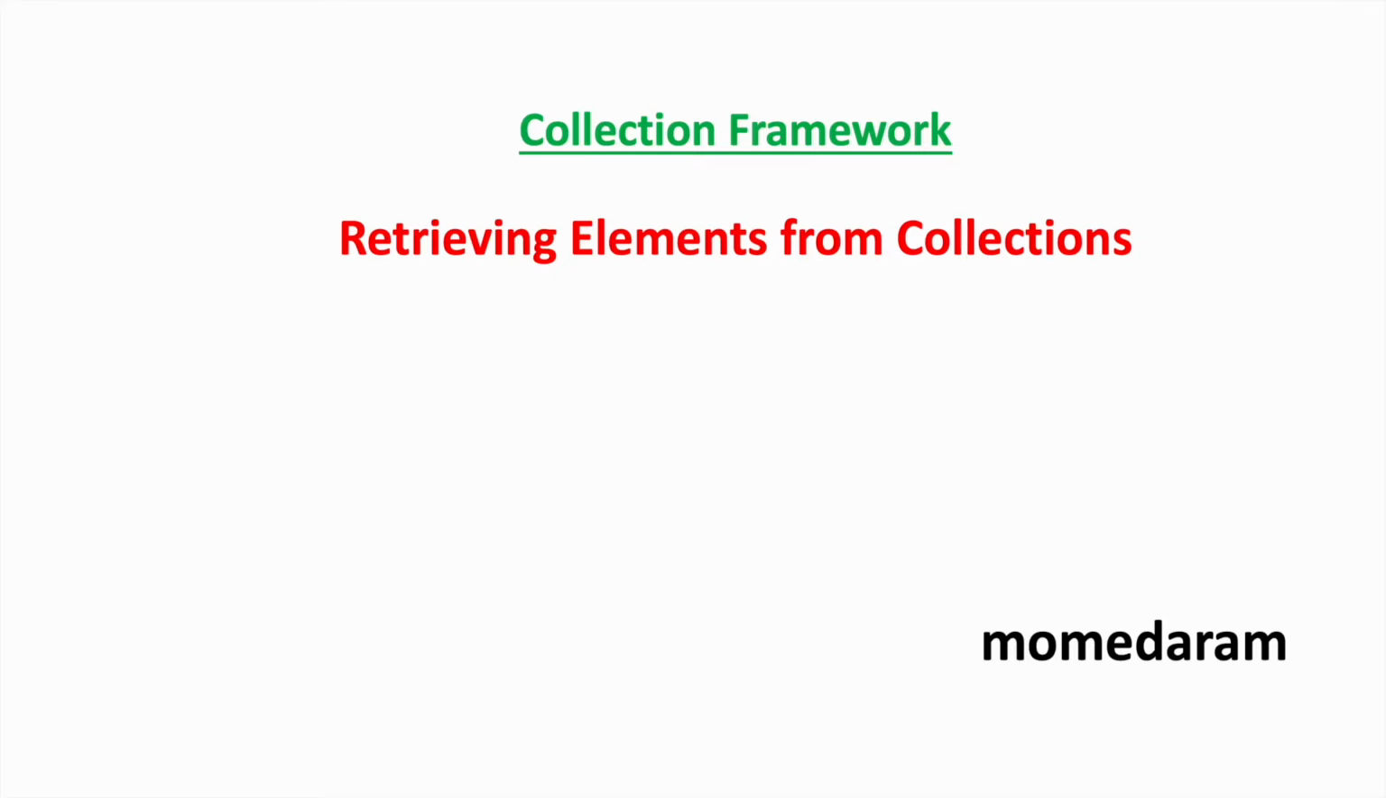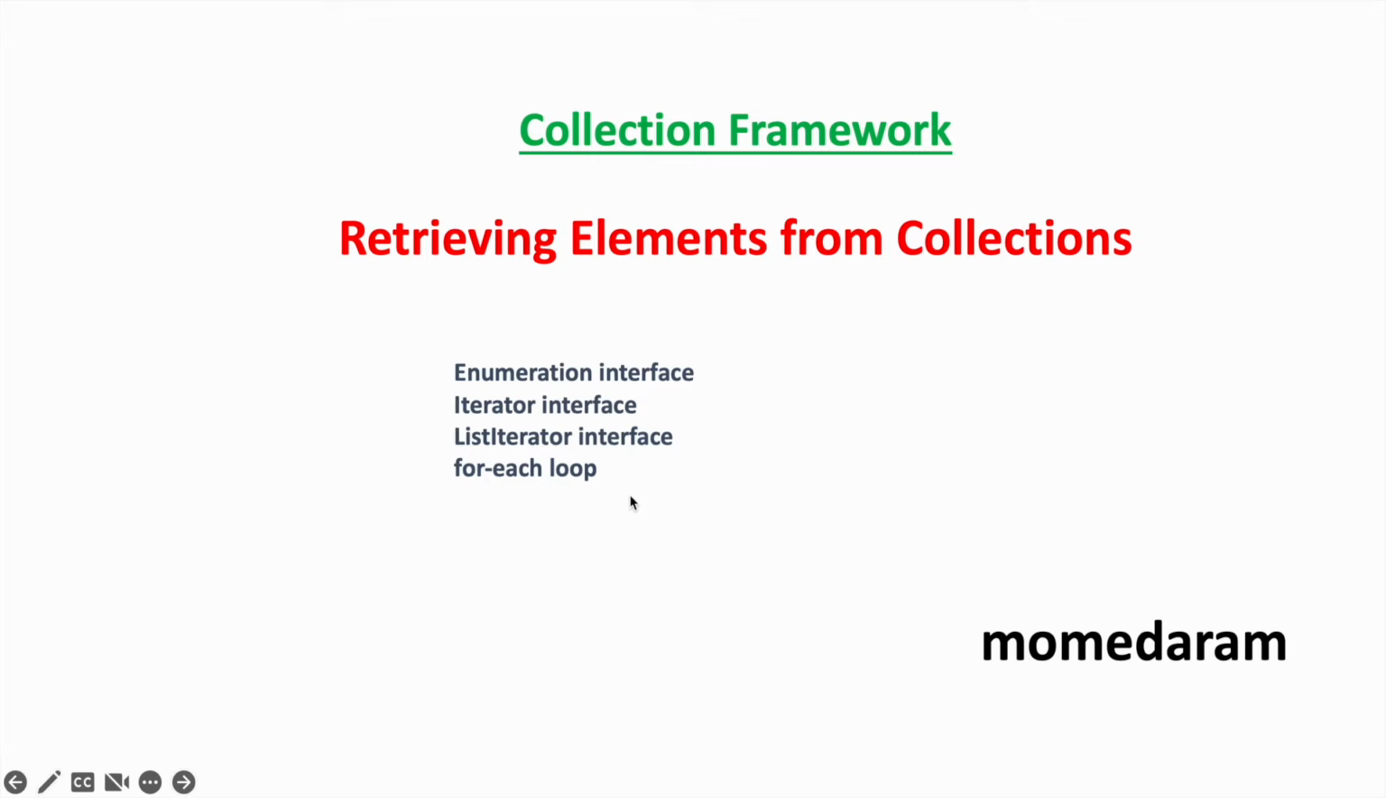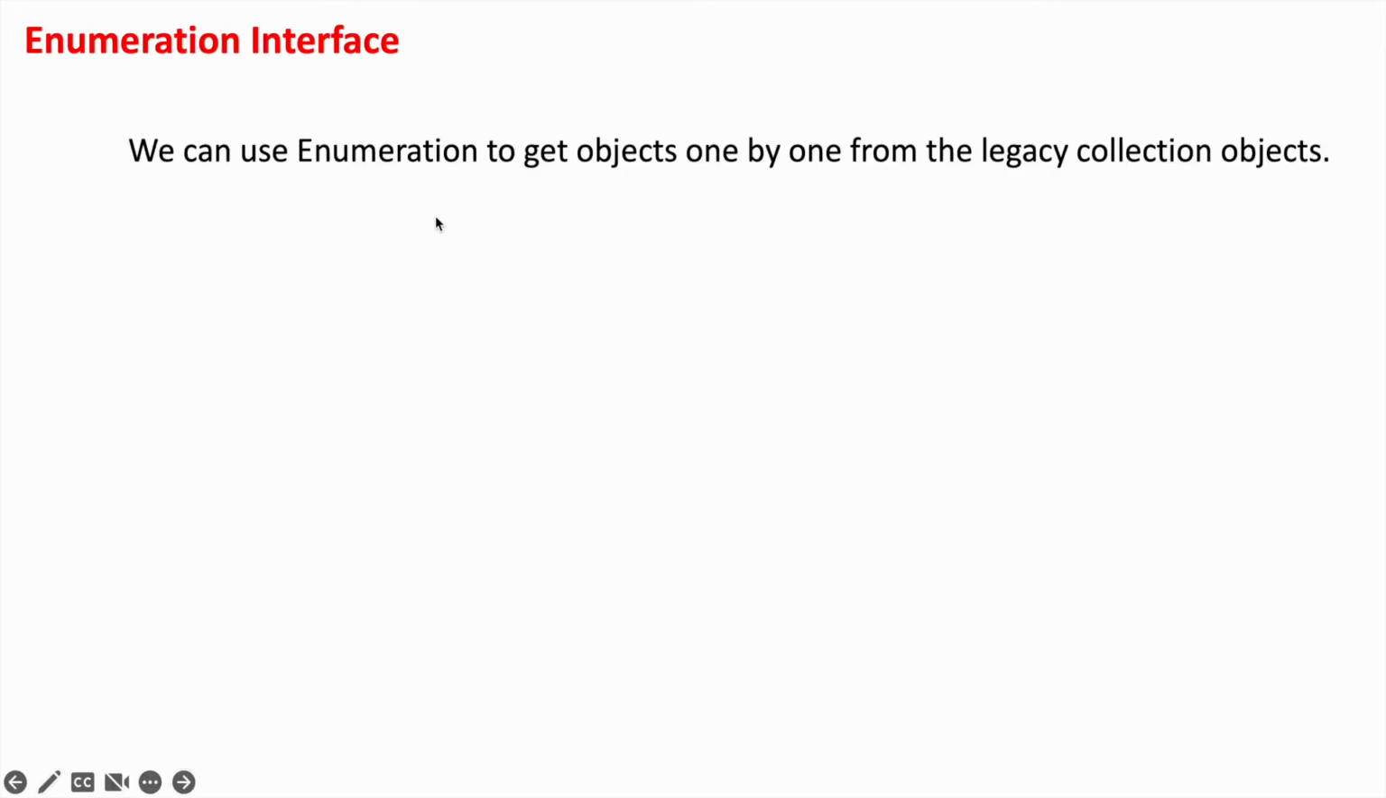To retrieve the elements from collections, there are four ways: the Enumeration interface, the Iterator interface, the ListIterator interface, and the ForEach loop. By using these four ways, we can retrieve the elements from collection objects. The first one is the Enumeration interface. We can use enumeration to get objects one by one from the legacy collection objects.